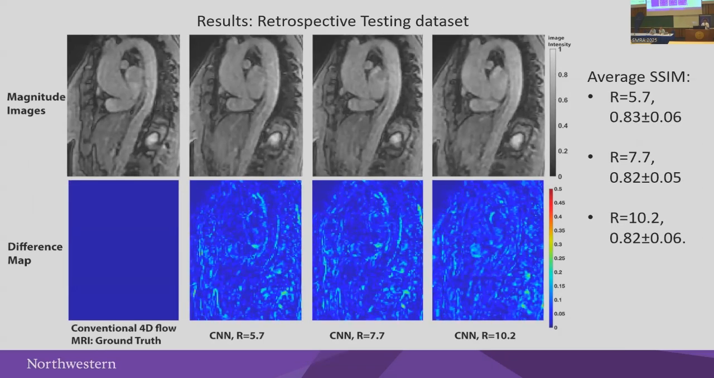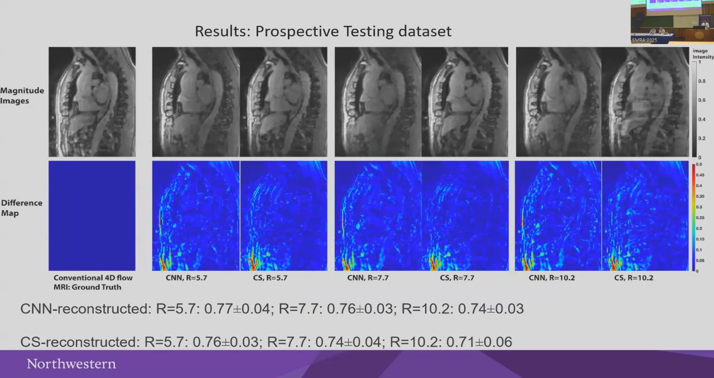Here, we'll first look at the magnitude images in the retrospectively undersampled testing data. You can see at the top, the visual quality of the magnitude images is fairly well preserved. There's fairly high similarity using the SSIM metric, even at the highest acceleration factor. When we go to look at the prospectively acquired data, we have both a CNN reconstruction and a compressed sensing reconstruction, so they're interleaved there. You can see as you go to the highest acceleration factor from left to right, still the visual quality is pretty well preserved. At the highest acceleration of 10.2, the CS is starting to fall apart a little bit.